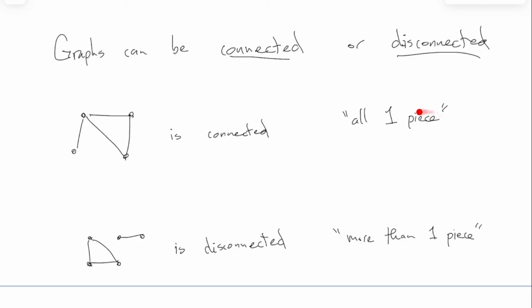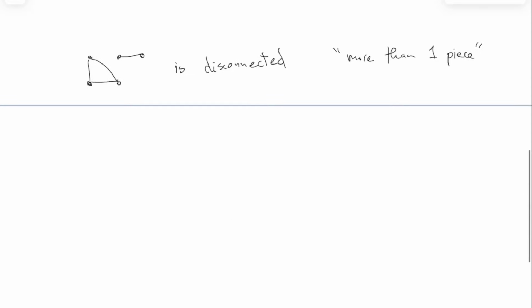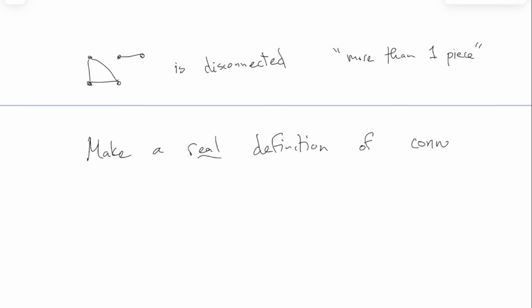You should not be using words like piece or chunk. You definitely should not be using the word connected again to define what connected means. So what I would like is, let's make a real definition of what it means to be connected. Of this word, connected. And this real definition should be using our sort of graph terminology that we've talked about, that I reviewed just a moment ago.